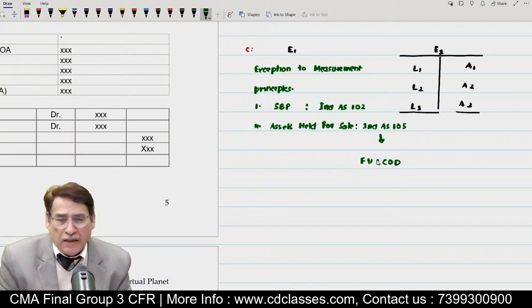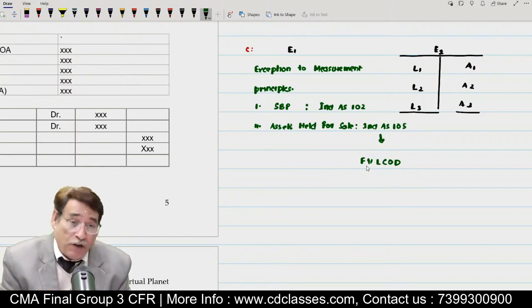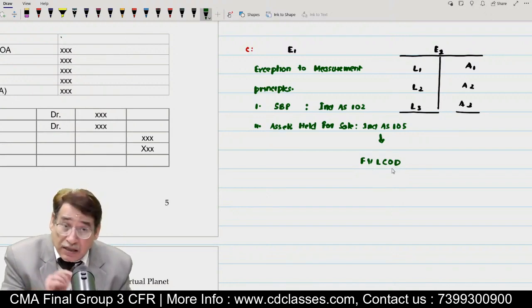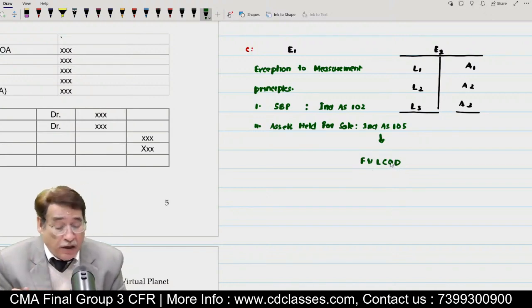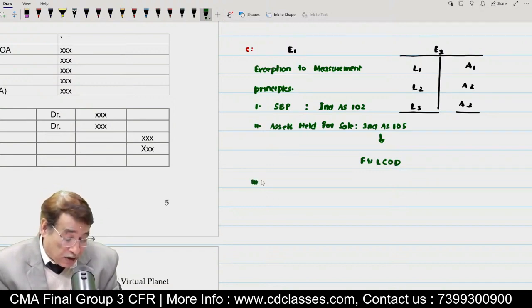Some of you may say, sir, still we are recording them at fair value. We are not recording them at fair value. We are recording them at fair value, less cost of disposal. Is it clear to you or not? Then next point is reacquired rights.